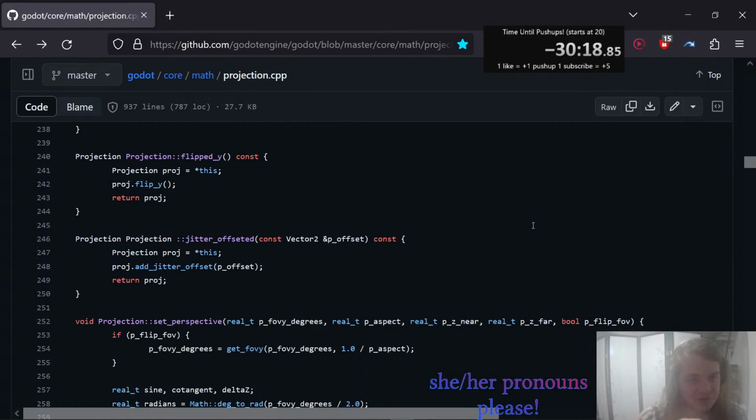Projection. Projection colon flipped y. Okay, what do you call this? What do you call these two columns in a row?